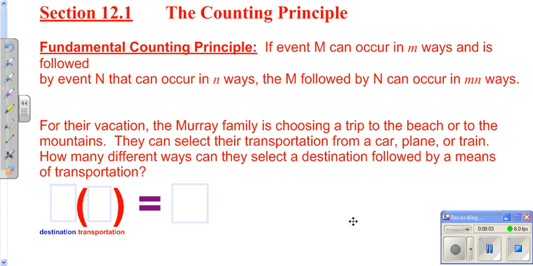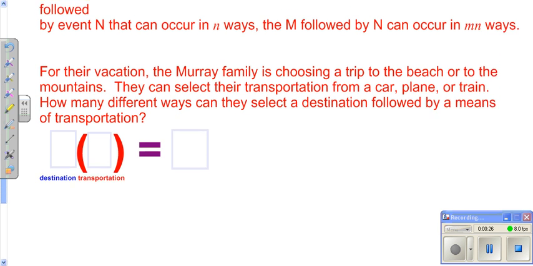The counting principle. If you have m occurring in m ways and n occurring in n ways, how many ways could m be followed by n if you multiply them together? Well, that's a little bit of mumbo jumbo, but let's take a look at this problem here.